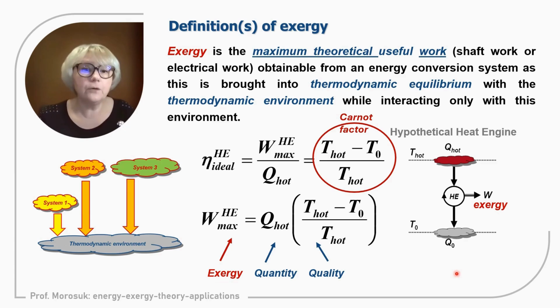As an example, if we have three systems and a thermodynamic environment, it is absolutely clear that system 1 and system 2 have the same quantity but different quality, because they are at different distances from the environment, meaning different temperatures. And system 2 and system 3 have different quantity because the amount of heat is different, but the quality is the same because both systems are at the same temperature. This is a simple explanation of exergy of heat as a combination of quantity and quality.